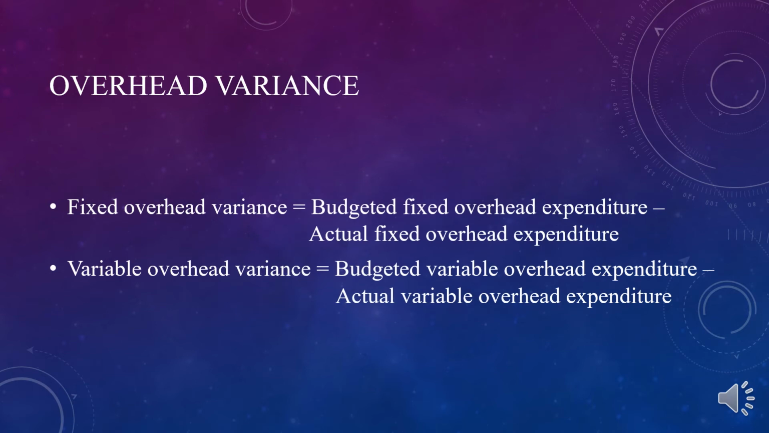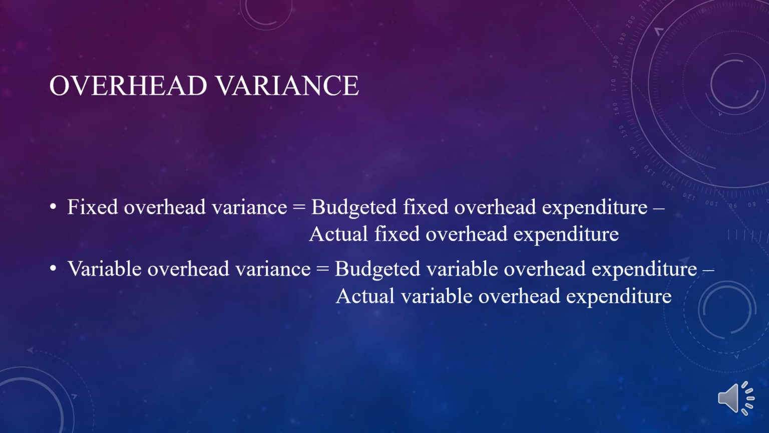Overhead variances. The fixed overheads can also vary between the budget and the actual amount spent. In this case, there is only one variance that can be calculated, and this is the total fixed overhead variance. To calculate: budgeted fixed overhead expenditure minus actual fixed overhead expenditure.